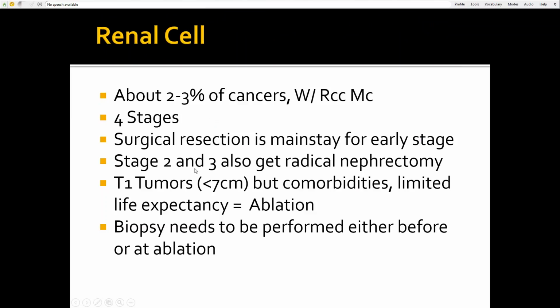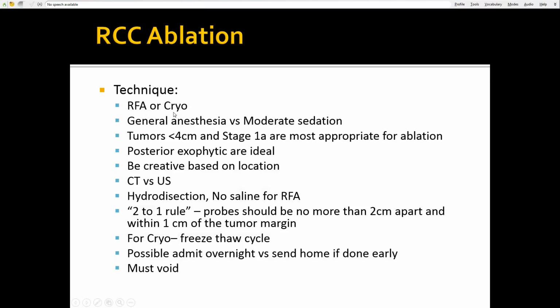So, and then a common tumor that we also treat is a renal cell carcinoma. Again, 4 stages, which I'm sure you all know, that you can use RFA, cryo, microwave ablation. I like to use general anesthesia. Typically, tumors that are less than 4 centimeters. Where they're located makes a big difference.